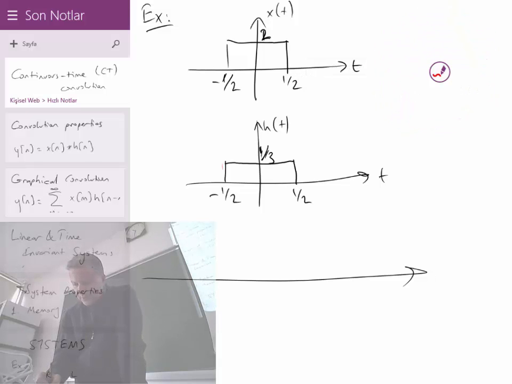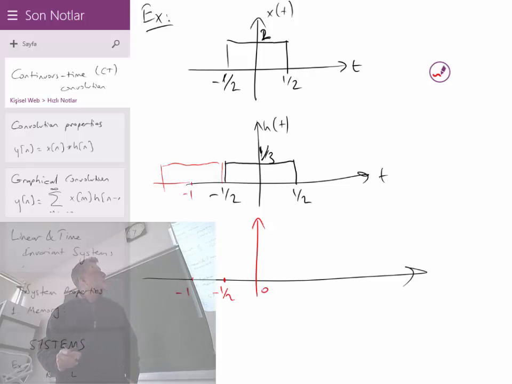And let's slide it up to here, to the left. How much sliding does it correspond to, by the way? It corresponds to a slide of -1. That's to the left. Now that red box at the left is not overlapping with the top x of t. Okay, so there is no overlap at -1. This is -1/2. This is -1. This is 0. There is nothing at -1.